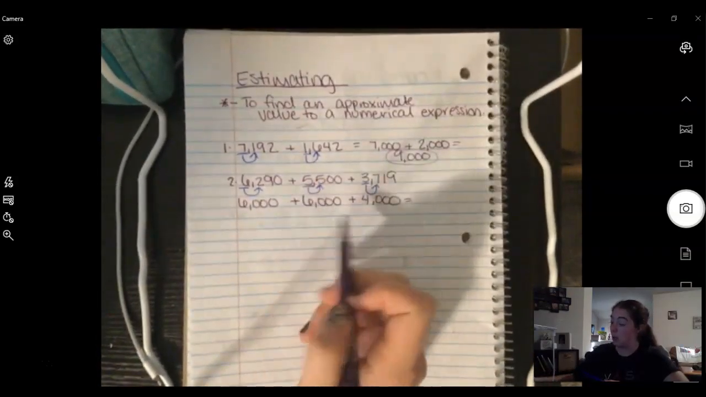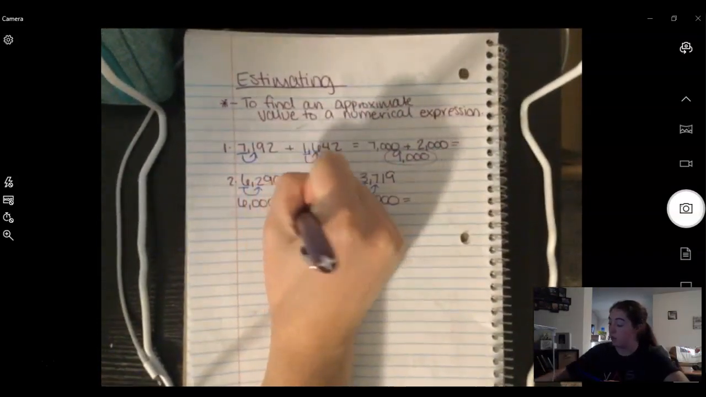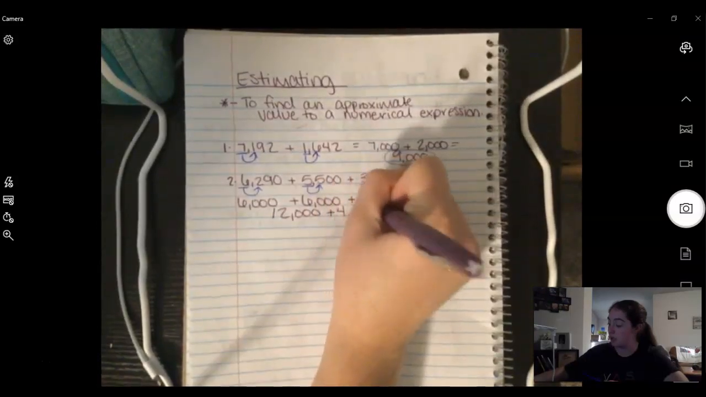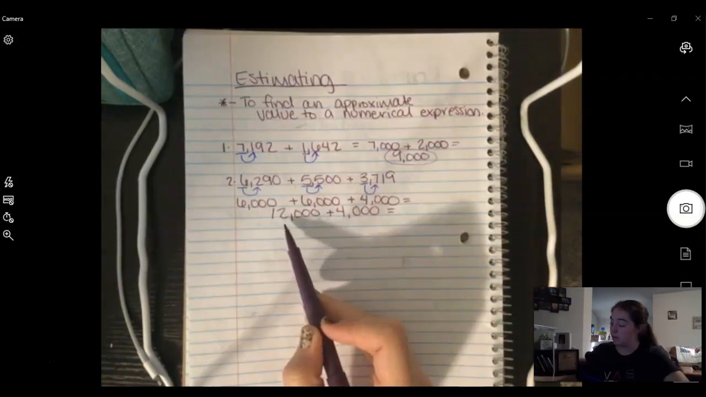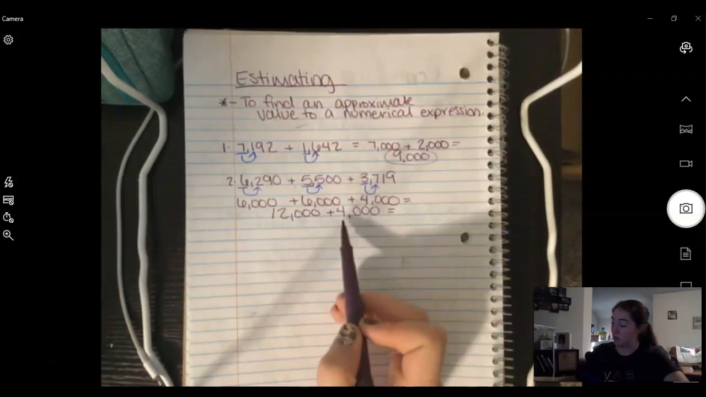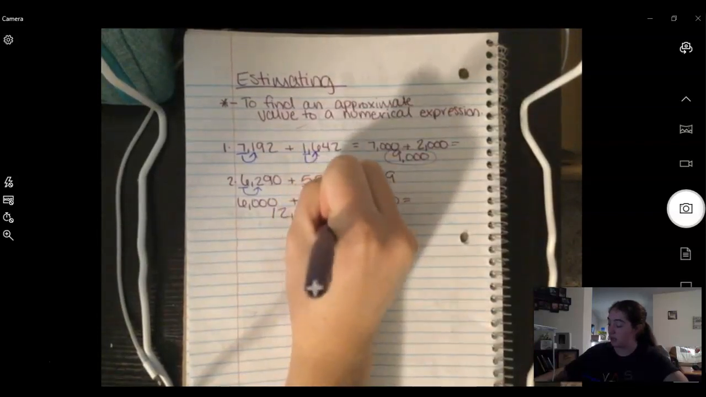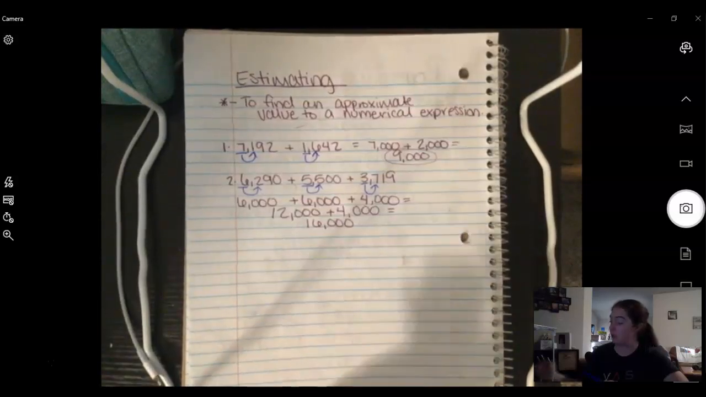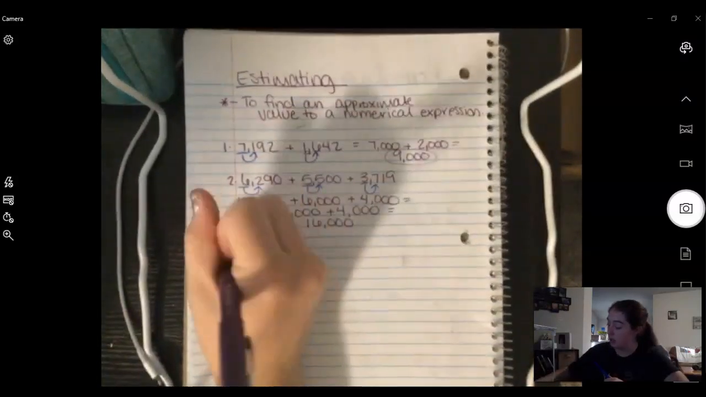Or if you want to go one by one, we can go 6 plus 6 would give us 12,000. Then we would bring the 4,000 down because we haven't used it yet. Now I have 12,000 plus 4,000, and we know that would give us 16,000. Okay, so there's that. Let's do a subtraction one.